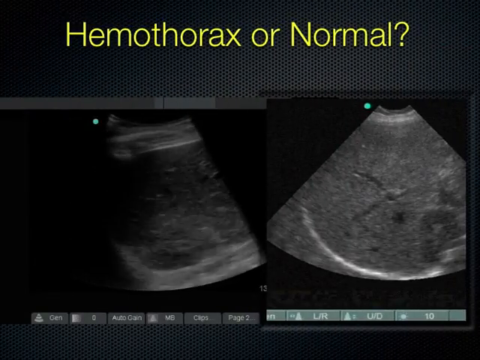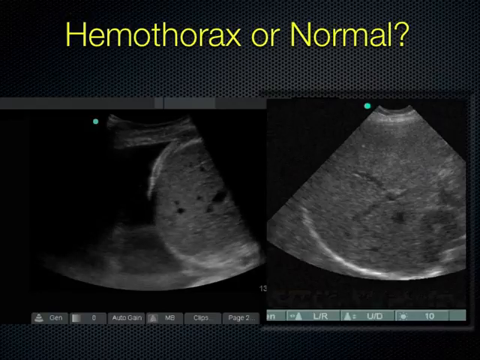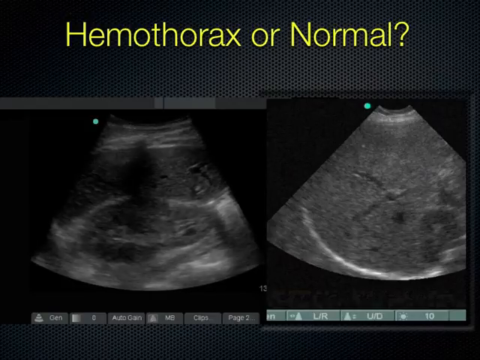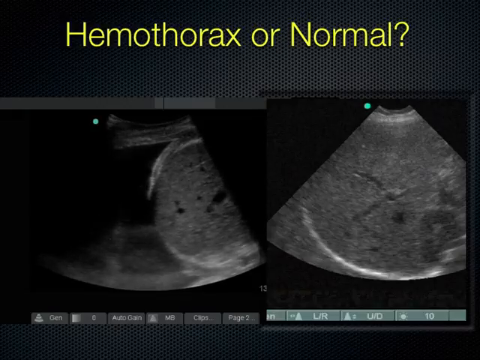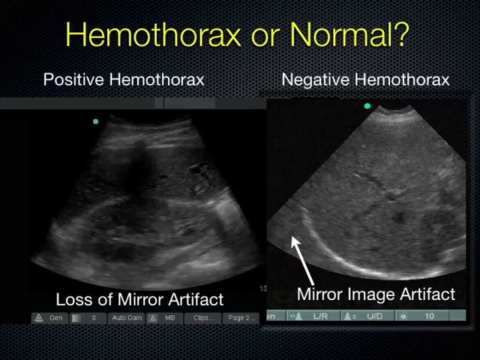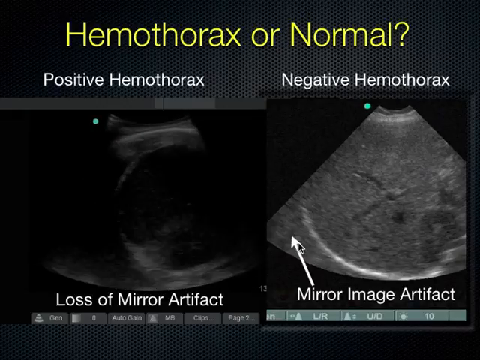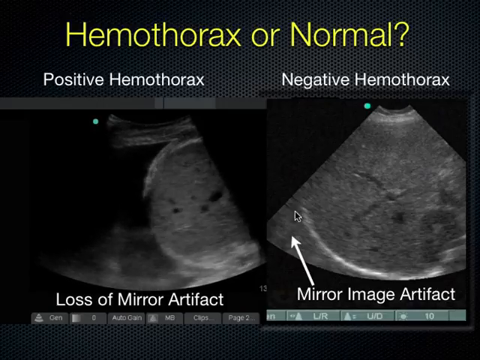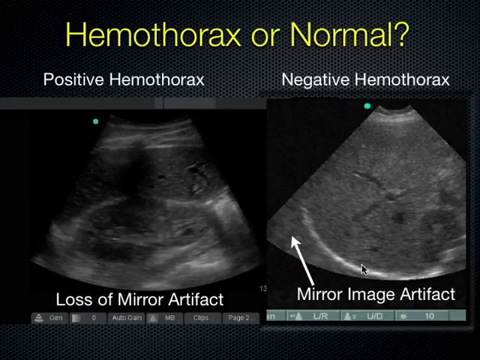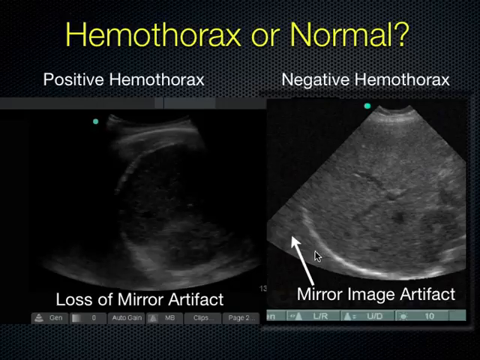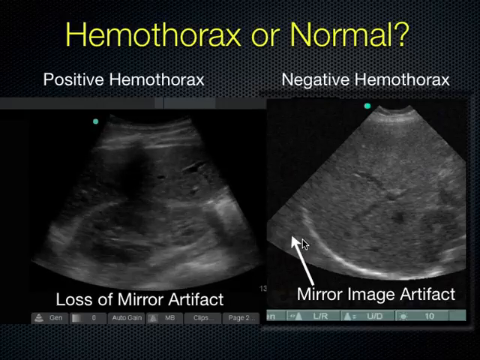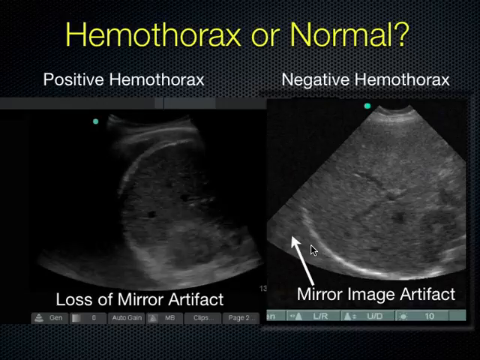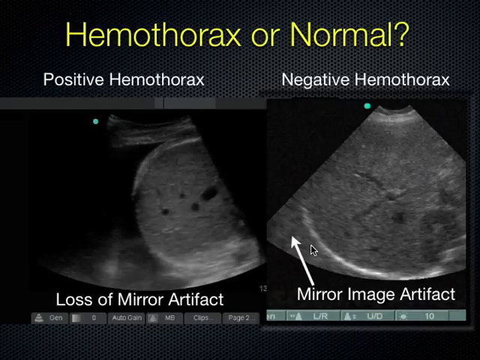This is a trauma patient. In fact, these are both trauma patients. They were both hit by cars. One of them has a hemothorax and one doesn't. By hemothorax, I mean blood in the chest. And so what we see is the mirror image of the liver up in the chest as it's reflected off the diaphragm. That's normal. That's what we expect to see on patients. And that's the mirror image artifact. It's a very powerful artifact because it tells us there's no blood or fluid in the chest.